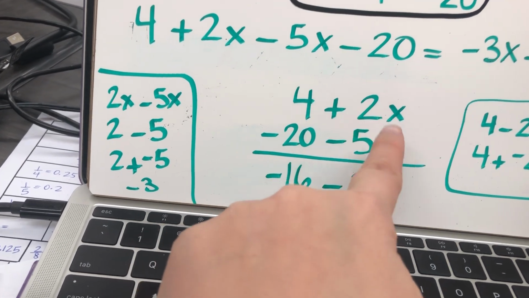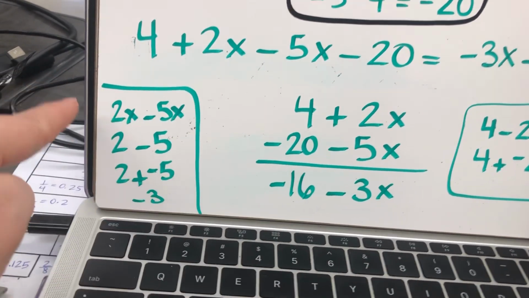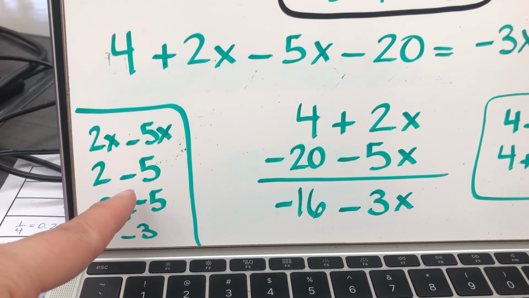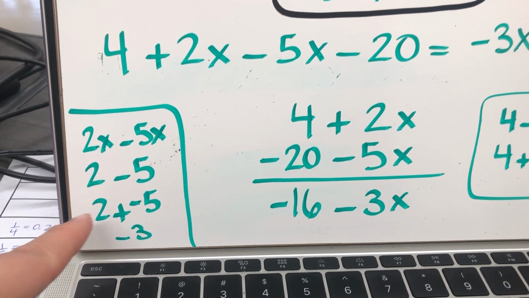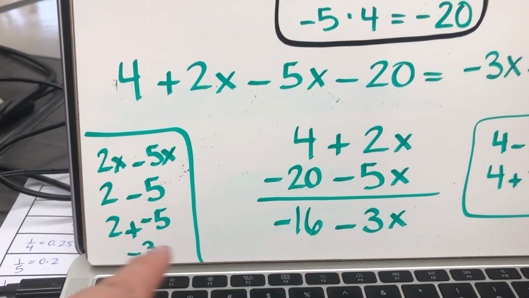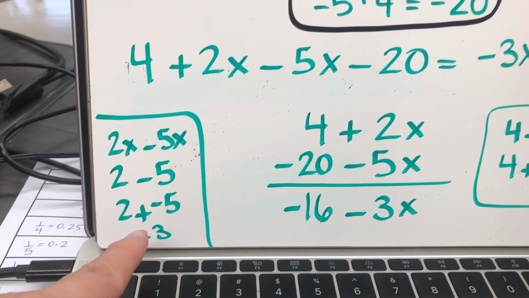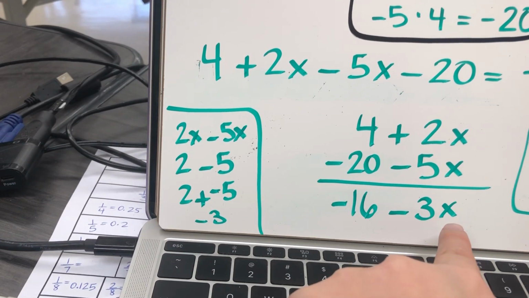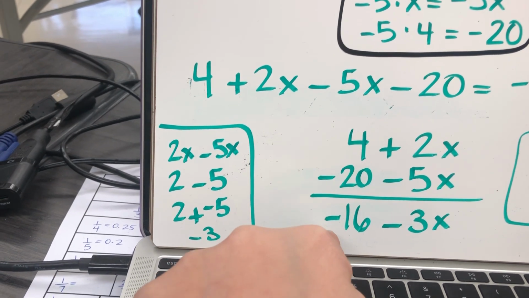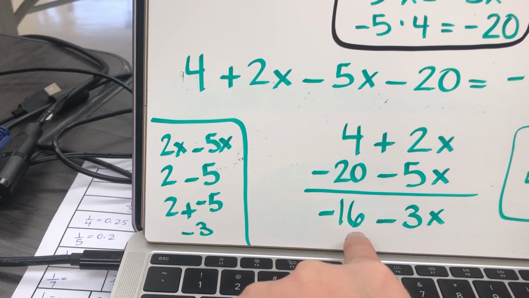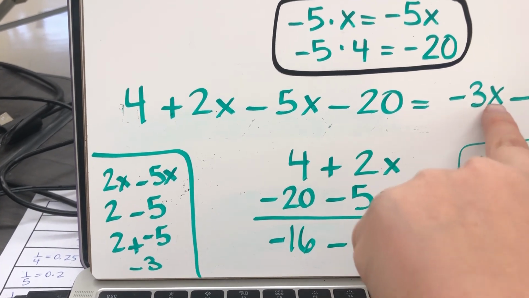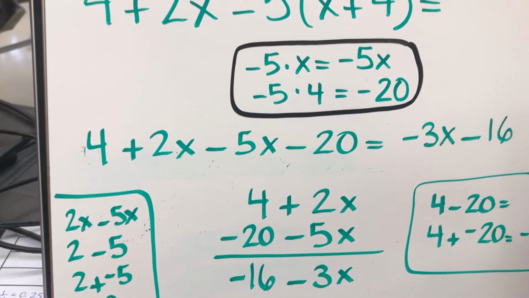And then 2x minus 5x. So I have that here. 2x minus 5x, that's 2 minus 5, which is the same as 2 plus negative 5. With the same reasoning as the other one, we get negative 3 here. So negative 3x, because that's the x term, that's the variable term. And here, negative 16. So our answer is negative 16 minus 3x, or negative 3x minus 16 is also the same thing.